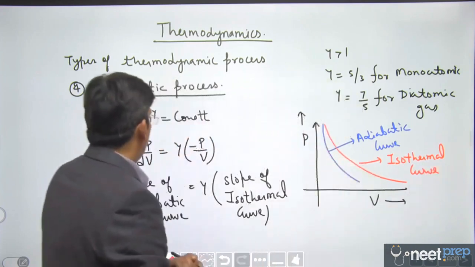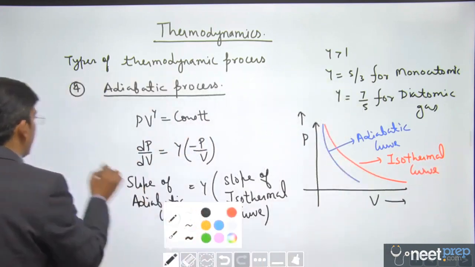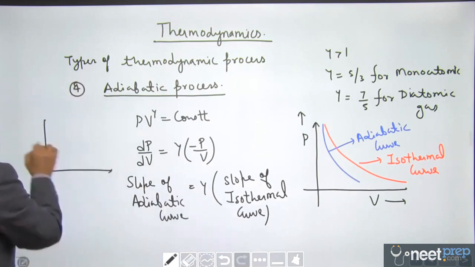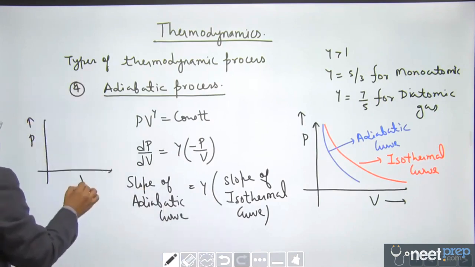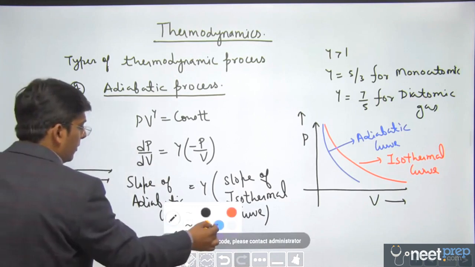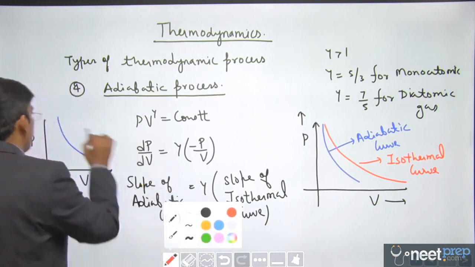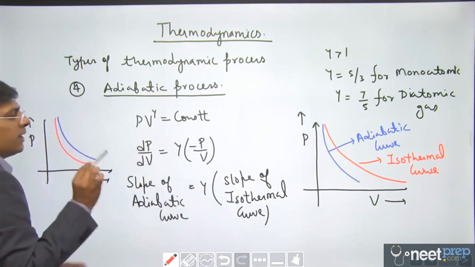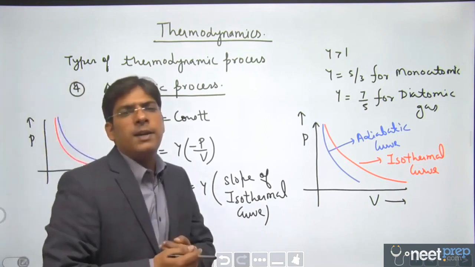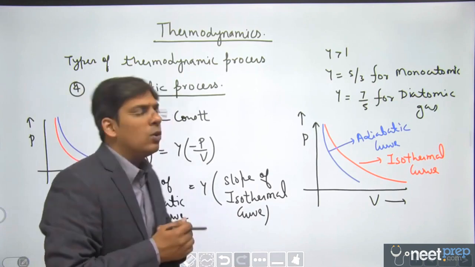Also, the two different gases may have different adiabatic curves. Suppose you have a PV graph, and you have two different graphs. Suppose this is one of the PV graphs for adiabatic. This is adiabatic, not isothermal, and this is also adiabatic. Suppose both are adiabatic curves. You have to identify which one is monoatomic and which gas is diatomic.